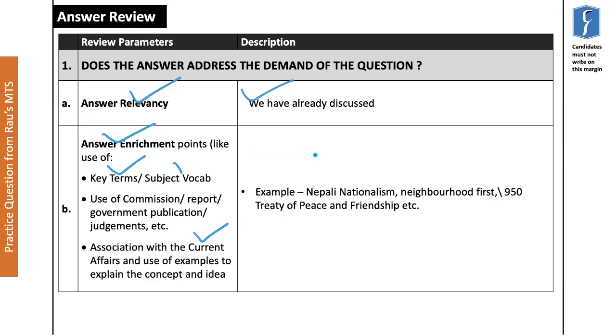So, for example, we have highlighted the issue of Nepali nationalism or resurfacing of Nepali nationalism. Secondly, we have also highlighted India's neighborhood first policy and also the issues that exist in the 1950 Treaty of Peace and Friendship between India and Nepal.